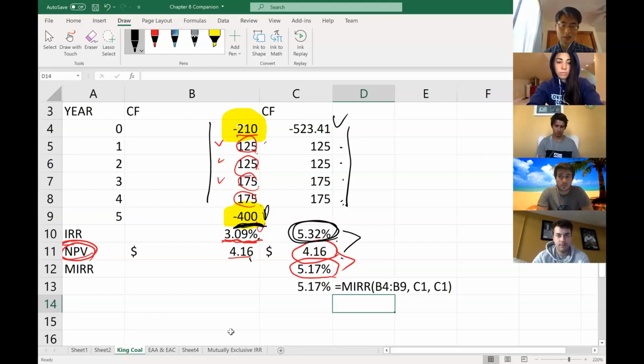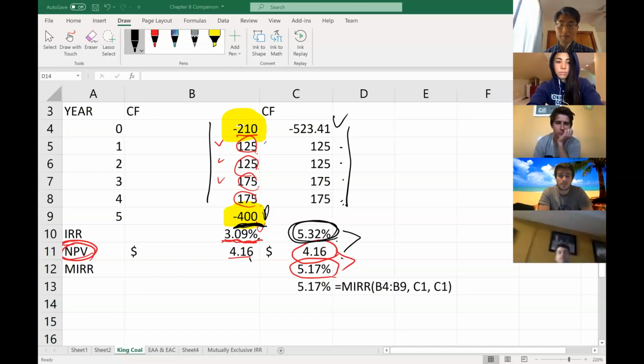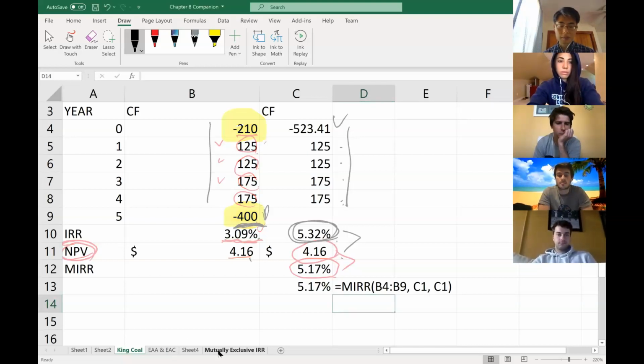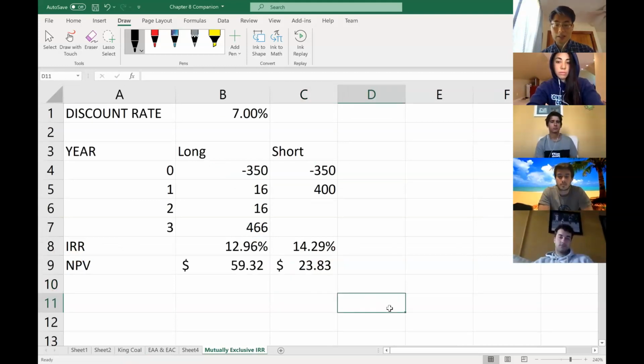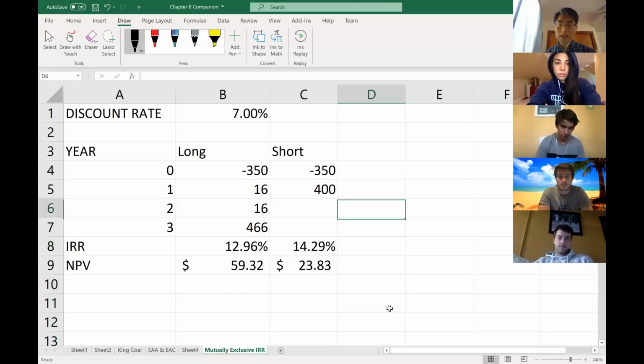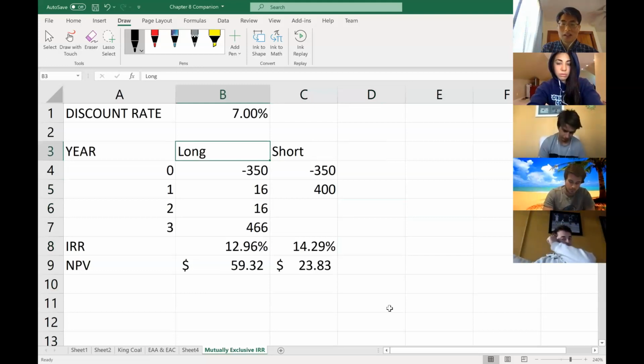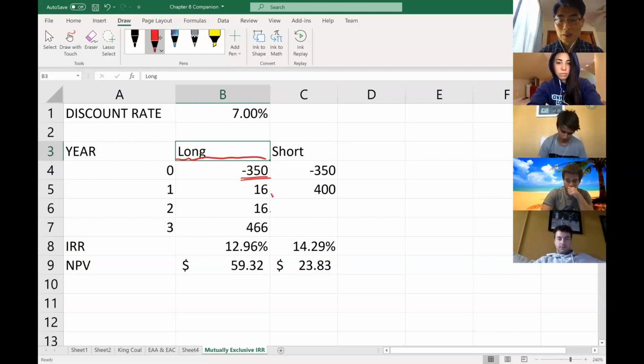Then the next one that we need to talk about is two mutually exclusive projects. So this is, again, from your textbook. Let's say you have two mutually exclusive projects. You have a building that you want to buy, so you have two options. You can buy the building and hold it for 3 years. That's the long project. You spend $350,000 to buy the building and get the rent of $16,000 every year, and then sell it at the price of $450,000.